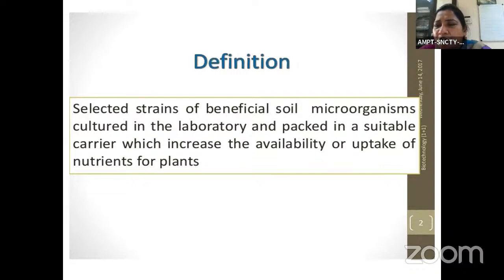Actually, previously our forefathers or farming community used so many organic cultivation methods, and they used to crop rotate with the pulse crops. What is the importance of pulse crops in crop rotation? The pulse crops facilitate microorganisms to fix the nitrogen. Farmers adopted crop rotation with the pulse crops because of that, we can fix the nitrogen from the atmosphere.